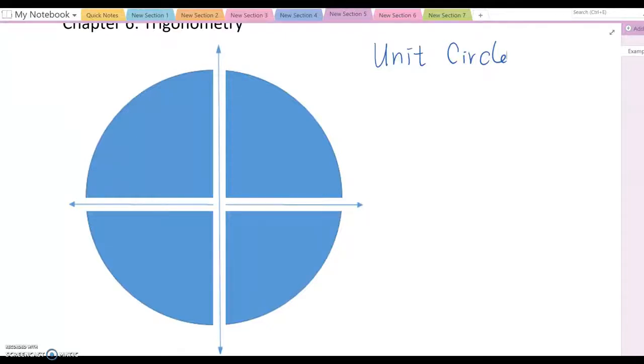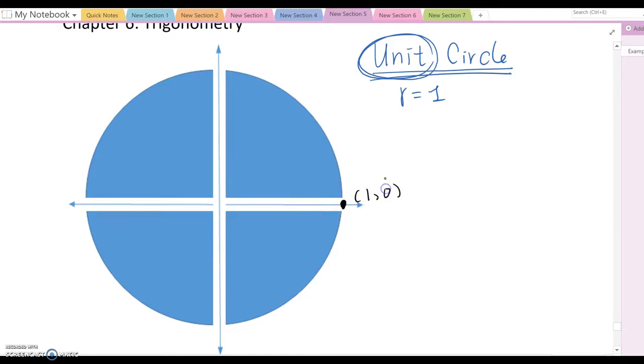Okay, then let's talk about the unit circle from now on. To understand the unit circle, we have to understand what this means. Unit means r equals 1. Therefore, there are 4 major points here. This is (1, 0). This is (0, 1). (-1, 0). (0, -1). So as you see, from the center, all the radii equal 1, right?